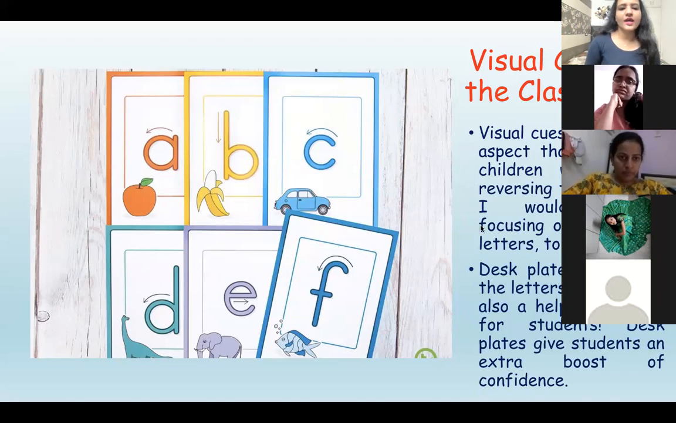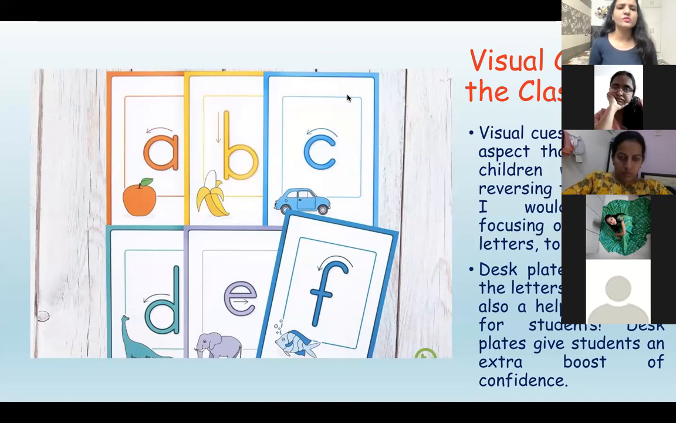So visual cues, as in, can you see these flashcards on my screen? They have those arrows, right? We should keep such resources. The arrow is giving you the direction where your pencil has to go. So we should have these kinds of visual aids and keep them handy whenever we are practicing. Okay, desk plates that have the letter on them are also a helpful scaffold for students. Desk plates give students an extra boost of confidence.